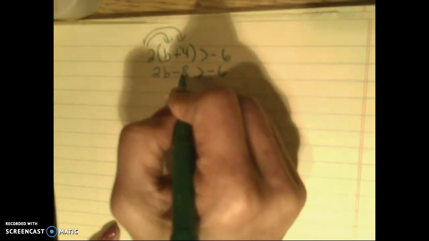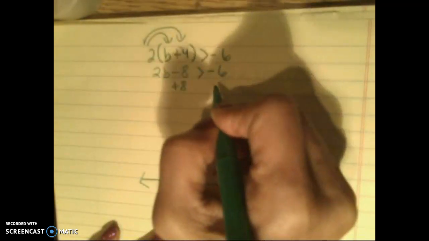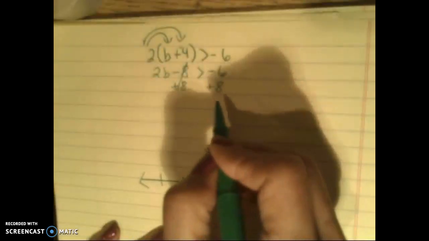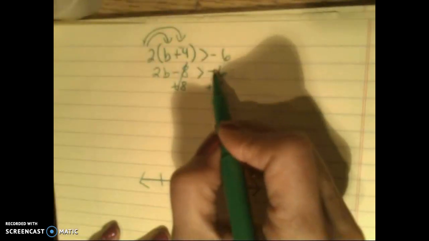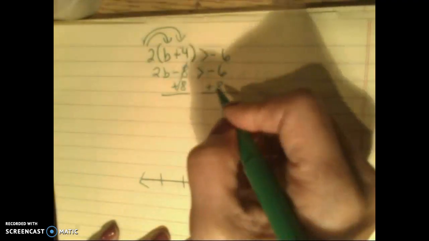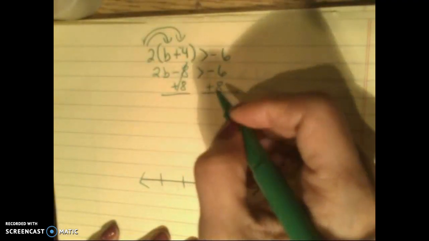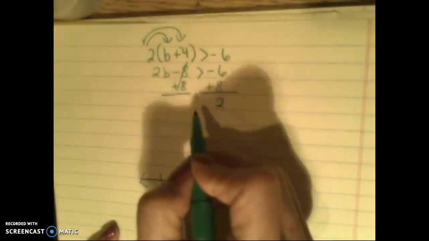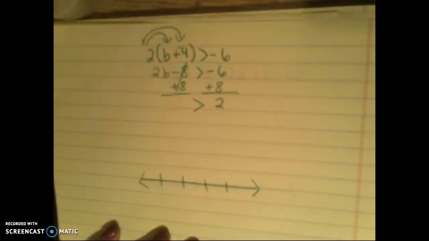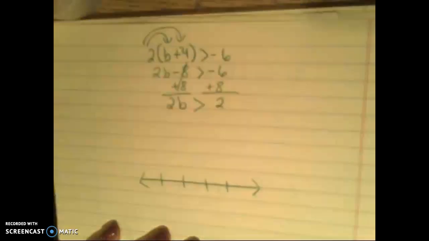So looking at the side where my variable is, I have a minus 8. I'm going to add 8 to both sides to get rid of that 8. Now, minus 8 plus 8 equals 0. Negative 6 plus 8. So we're going to add these. Same signs, add them up. Different signs, subtract. Take the sign of the bigger digit. That's going to be a positive. The inequality remains the same. I have not divided or multiplied by a negative number. And then I'm going to bring down my 2b.